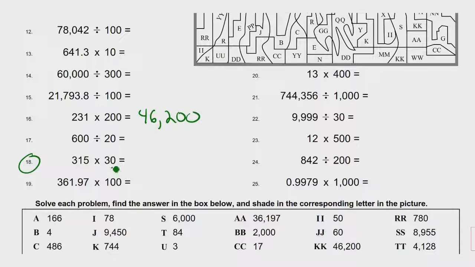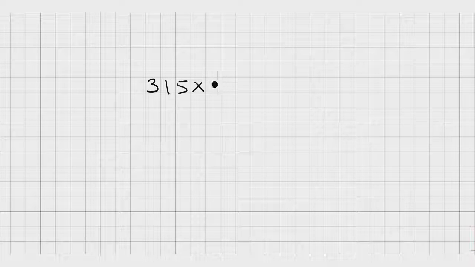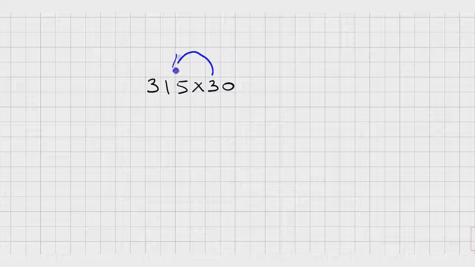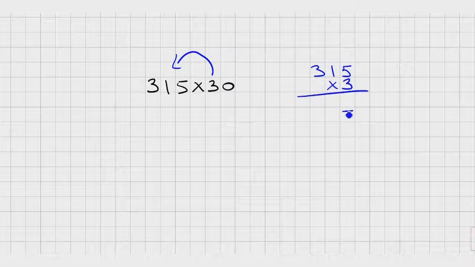Well, again, we don't worry about this 0. We just take the 3 and multiply it by this number, 315, and then we worry about the 0 at the end. Let's go over to our piece of paper. We have 315 times 30, and we just take this 3 and multiply it by 315. I know a lot of you can do this in your head, and that's awesome, but I'm just writing it out to show you. So 3 times 5 is 15, carry the 1. 3 times 1 is 3, plus 1 is 4, and 3 times 3 is 9.